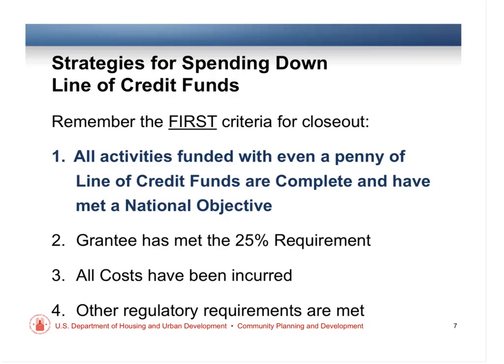Then, of course, you have to meet a national objective. You know that you have to meet the 25% requirement in the set-aside dollars for low and moderate income individuals, that you have spent and completed those projects where you have incurred expenditures with federal dollars, and that you meet all of the other regulatory requirements.